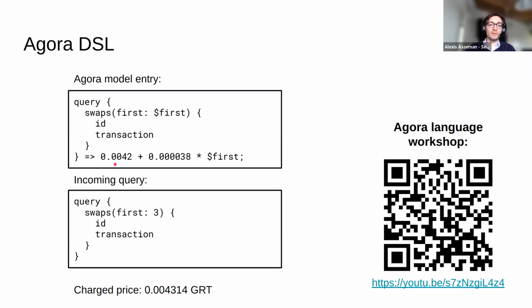So in particular here, we say that the base cost of that query is 0.0042 GRT plus 0.000038 times first. So in that particular case, if the client asks for many items from the query response, we would charge more, right? And that would apply to an incoming query like such a query. And the charge price in that particular case would be 0.004314 GRT, right? So that's pretty much how it works. And that pricing is computed on the gateway prior to receiving the query.